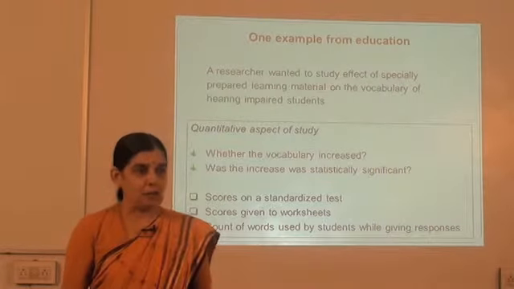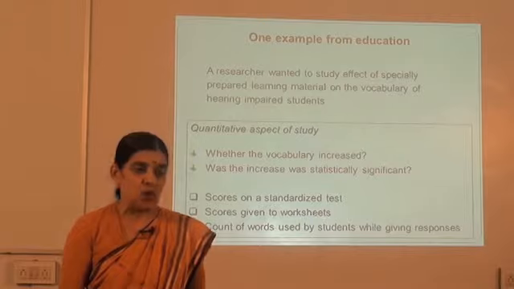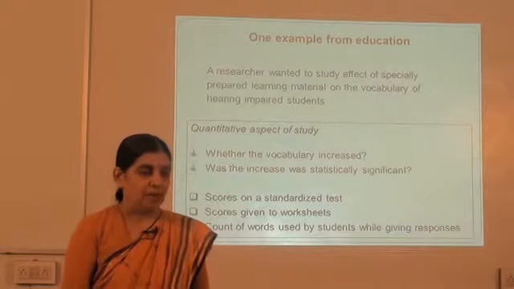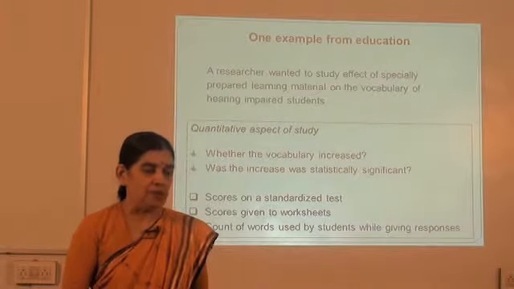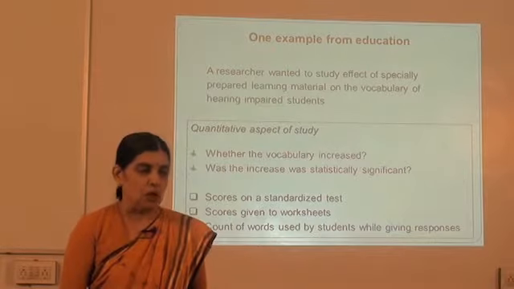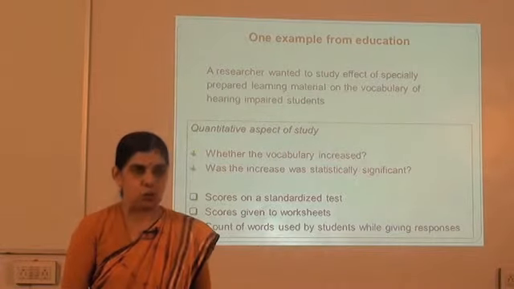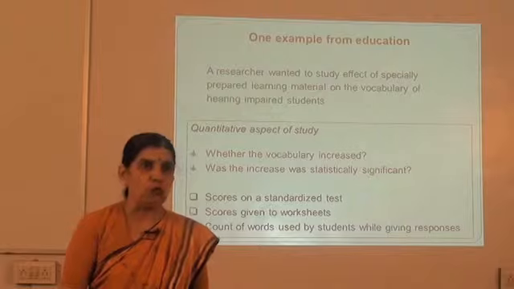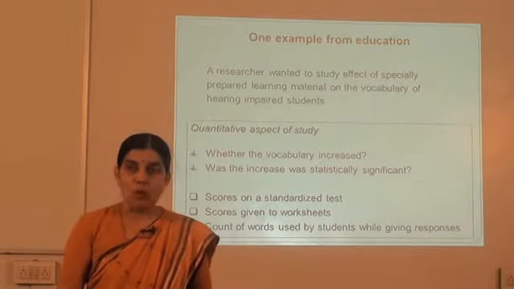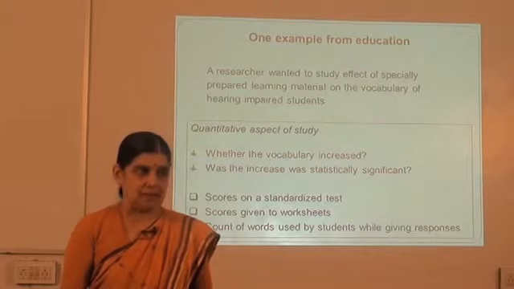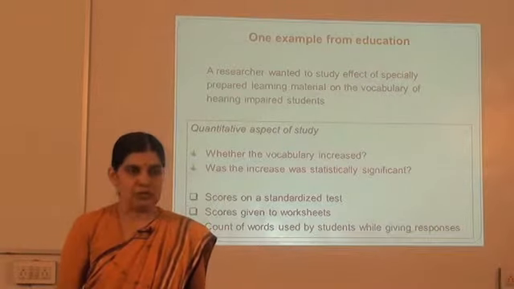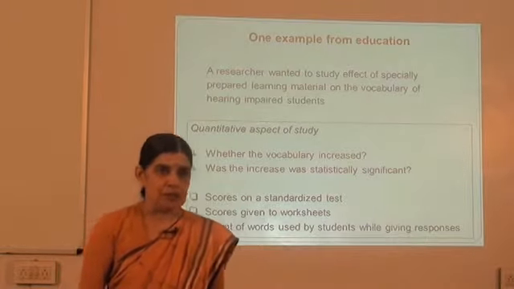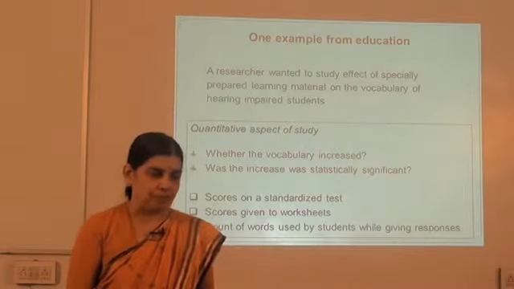In the beginning, I would like to give one example from education about mixed method research. A researcher wanted to study the effect of specially prepared learning material on the vocabulary of hearing impaired students. The study was conducted in a special school for hearing impaired. There were only 8 students in that class. So naturally there was a very small and purposive sample, which is used in a qualitative study.